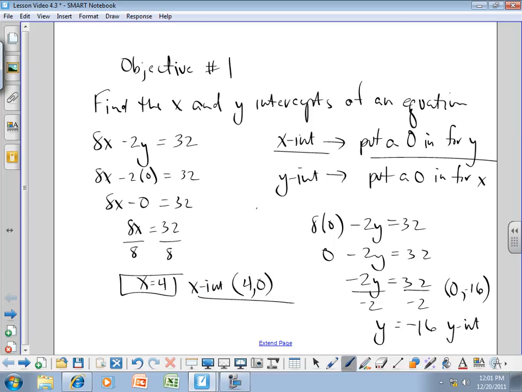So, to find the x-intercept, put a 0 in for y. To find the y-intercept, put a 0 in for x. Pretty simple, and you can find 2 points on a line very quickly if you learn how to find intercepts.